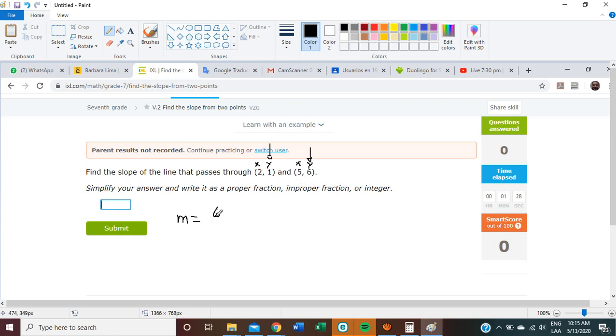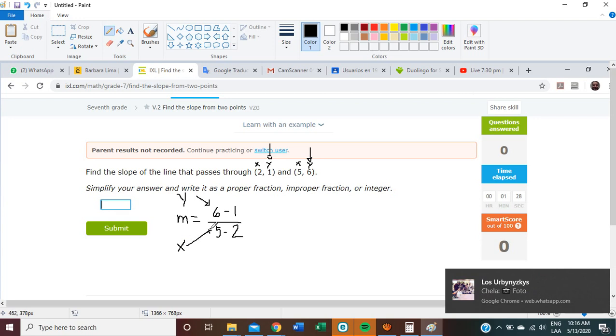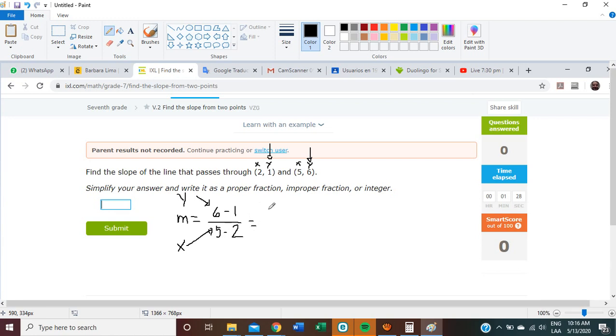So it is going to be 6 minus, always write the minus, 1, divided by 5 minus 2. Remember, this is the change in y, and this is the change in x. Okay, so 6 minus 1 equals 5, and 5 minus 2 equals 3. Pay attention to the instruction because it says simplify your answer. Can we simplify this fraction? No, we cannot. And we have to write our answer as a proper fraction, an improper fraction, or integers.